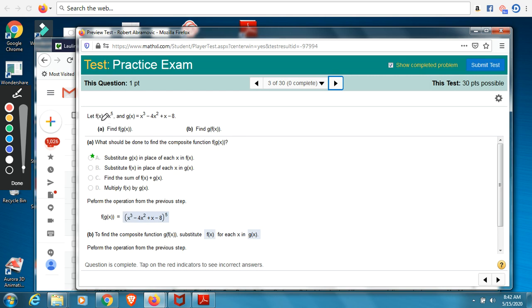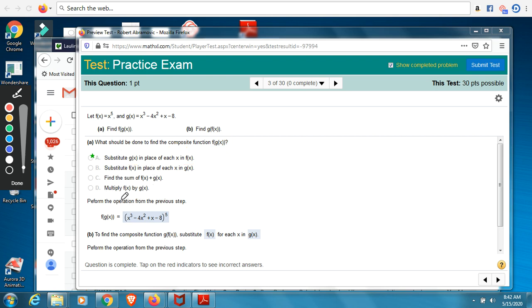Now, the next question is about finding the composite function. f of x is x to the 5th, and g of x takes an input and spits out that. So what we should do to find the composite function f composed g of x is substitute g of x in place of x in the expression for f of x.